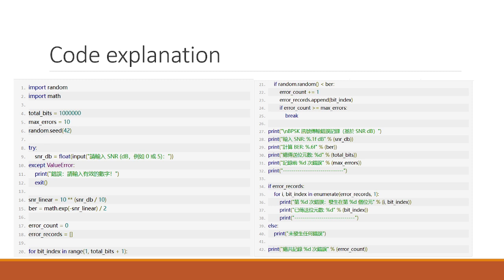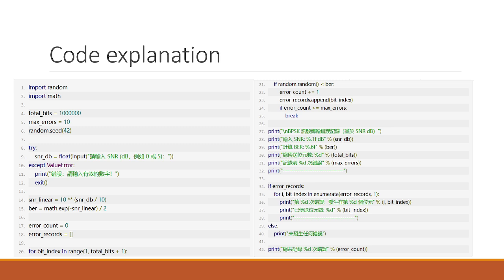So now, let's look at the Python code. We start by loading two tools: random, to create random errors like flipping a coin, and math, for calculation. We'll set up the basics. We will send 1 million bits, look for the first 10 errors, and use a random seed 42 to make the result reproducible.